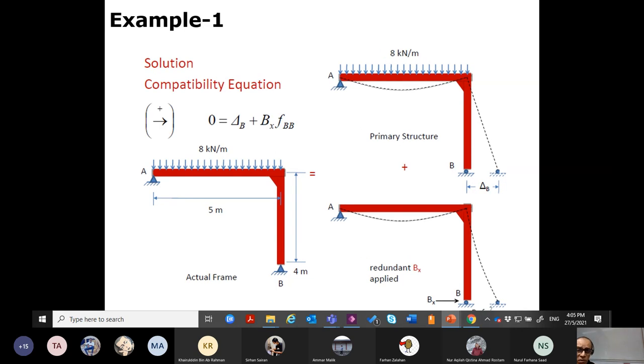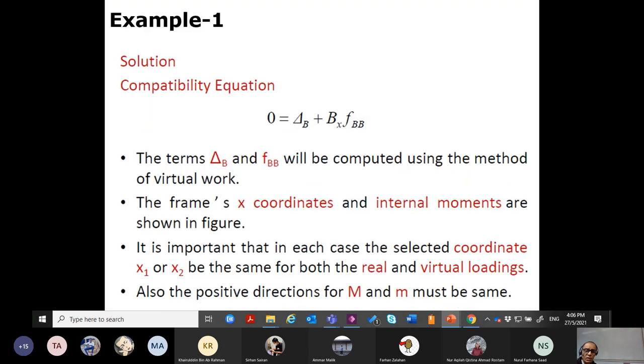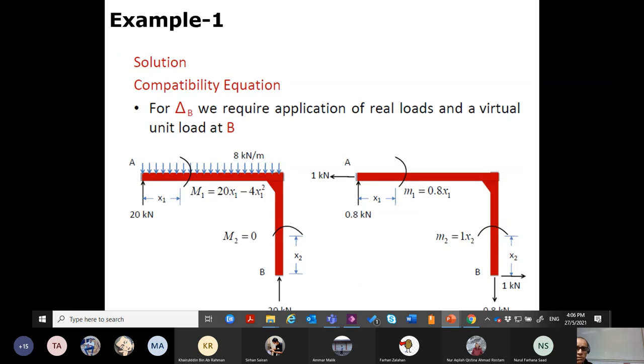So the compatibility condition, as we are looking: this force, because delta B is the movement due to this beam moving. That will be plus FBB, which is the flexibility due to a unit force, times BX. So this plus this should be equal to zero. That is the compatibility condition. Now we can solve this compatibility condition, and with this application we can get the moment equations.